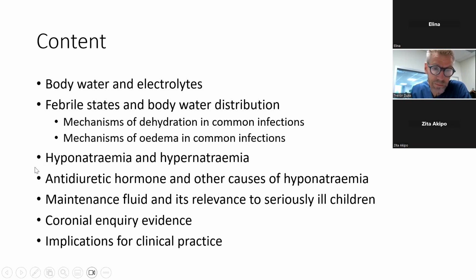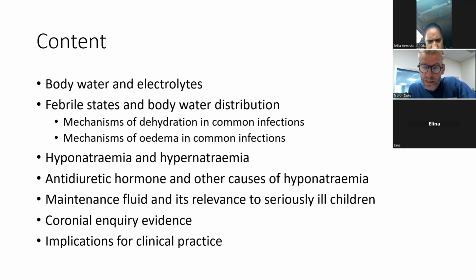I want to talk particularly about hyponatremia, so low levels of serum sodium, and we'll touch a bit on hypernatremia. One of the main mechanisms of hyponatremia in common infections like I've described, pneumonia or bronchiolitis or meningitis, is high levels of antidiuretic hormone, which circulates in febrile illnesses in children, and it changes our body water distribution and the way our kidneys and the rest of our body manage water. And so I'll talk about antidiuretic hormone, and I'll talk about other causes of hyponatremia, having a low serum sodium, and the consequences of that to children.